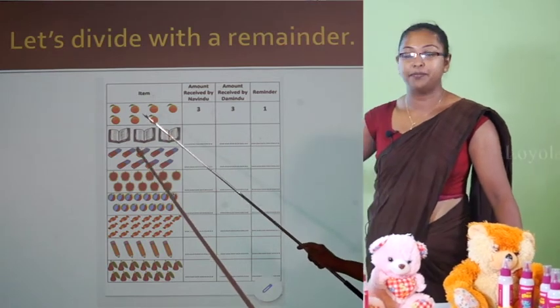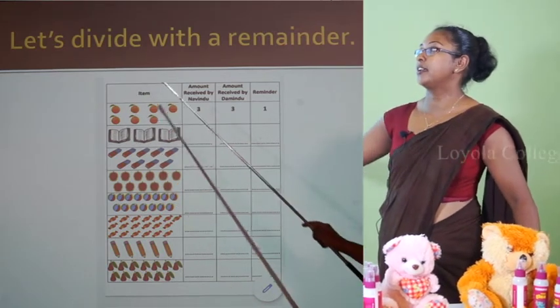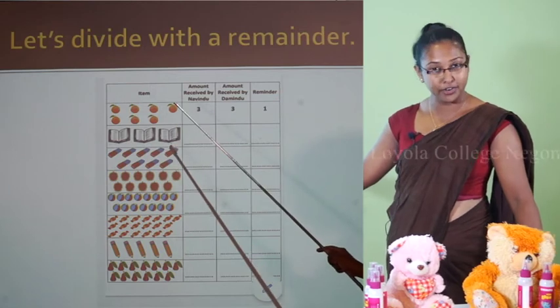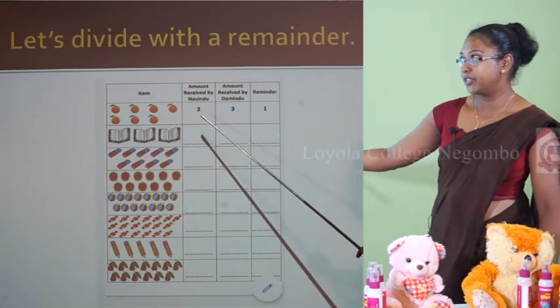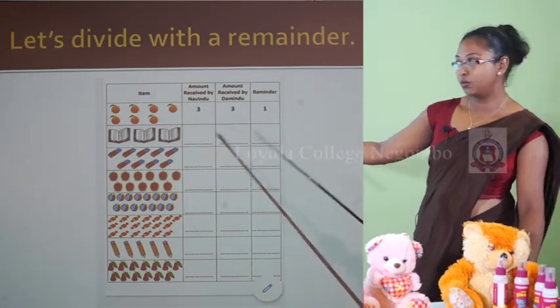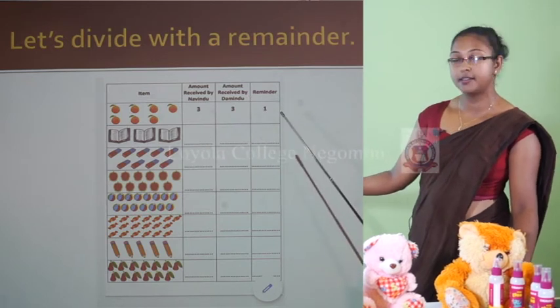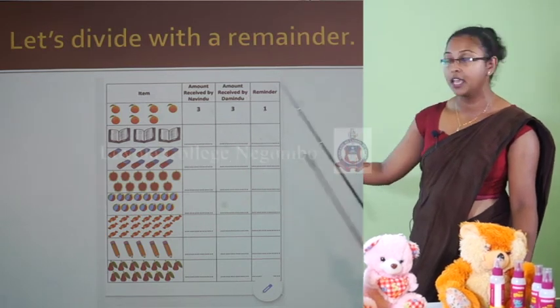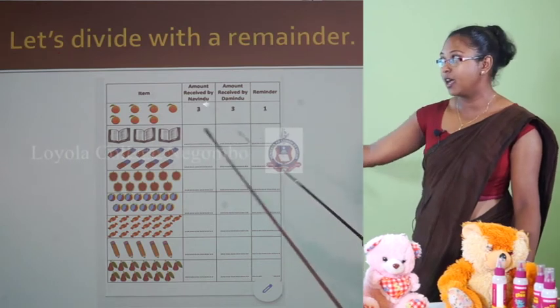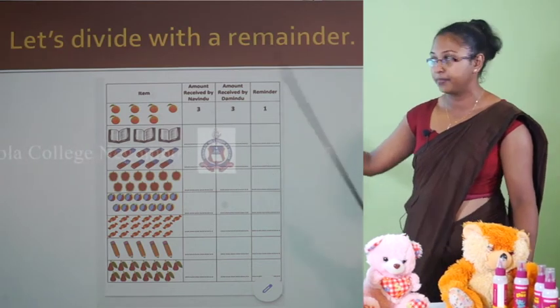Okay, number 1. How many oranges are here? You can see 7 oranges there. And it was divided among Navindu and Damindu, and there's a remainder. Each one got 3 and remainder 1. Let's see how we got the answer 3.